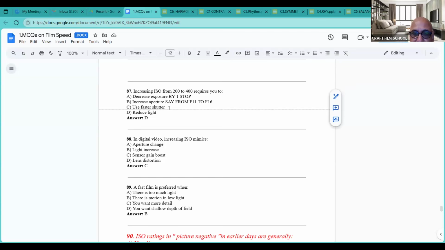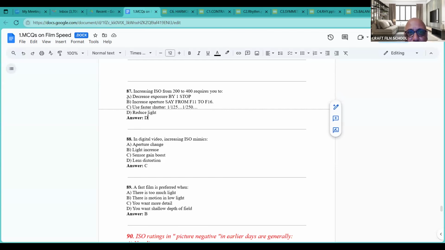Using a faster shutter speed means if I'm using, for example, 1/25th of a second and I go to 1/250th of a second, I'm again cutting down the intensity. Moving from 1/25th to 1/250th of a second, I'm cutting down the intensity, decreasing by one stop.